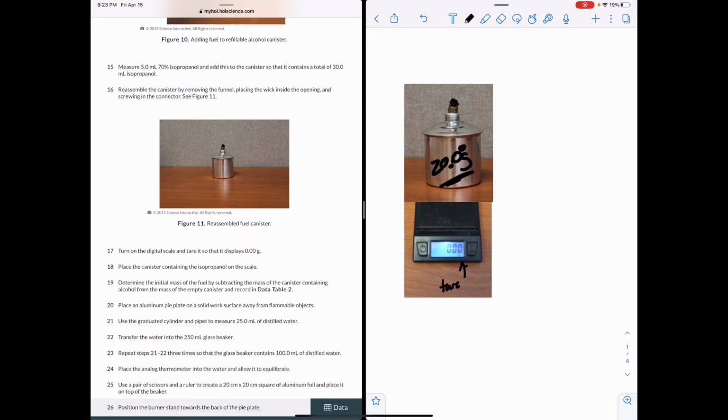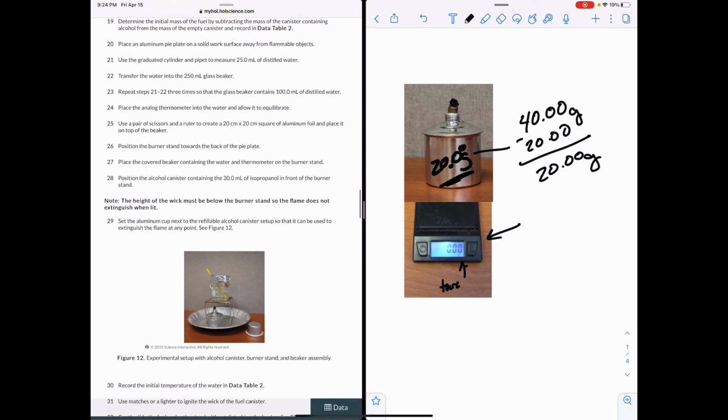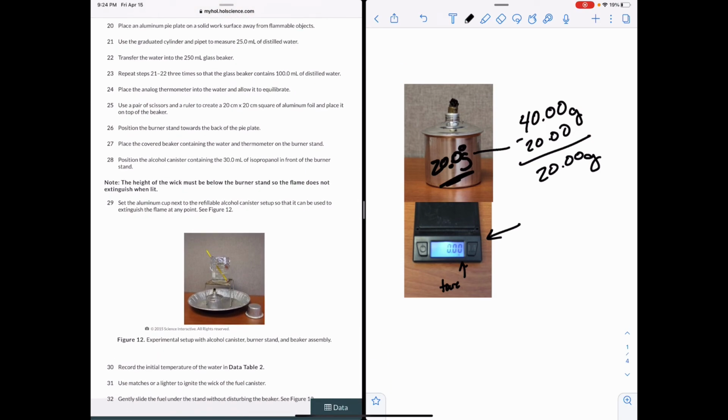So if you notice right here in step 9, determine the initial mass of fuel by just subtracting the mass of the canister from the mass of this number. So if you didn't tare it, let's say that this number came out to be 40. If you know the canister and its extras are 20, then you know that the amount of isopropanol in there is 20 grams. So that's basically what you're going to do there. All right, now you get to actually do the fun stuff. And don't worry, the candle one is way easier because you don't have to.